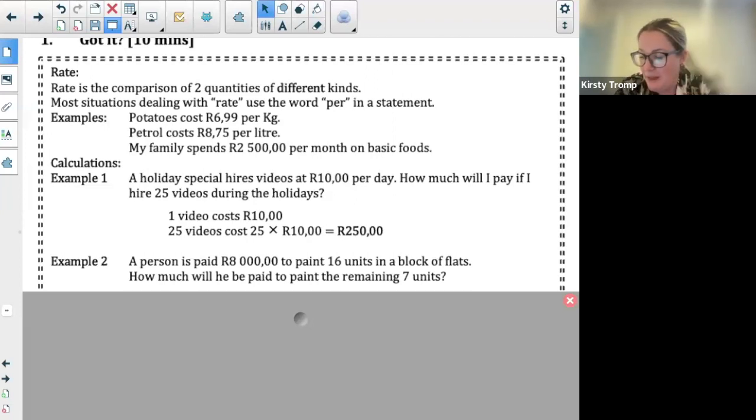Okay, all right. So let's have a look at this one. This one's a little bit trickier. A person's getting paid 8,000 Rand if they paint 16 units. Now we want to find out how much they are going to get paid to paint the remaining 7. So they've already painted 16 and they got paid 8,000 Rand. All right, how are we going to work this out? Who wants to help me out here? Anyone else? Everyone's so quiet today.